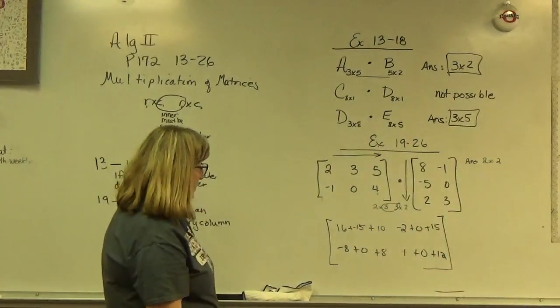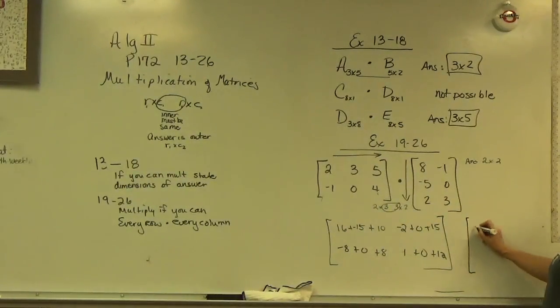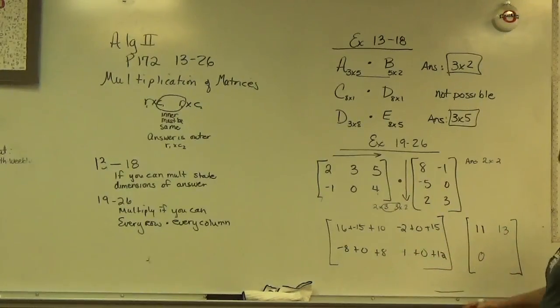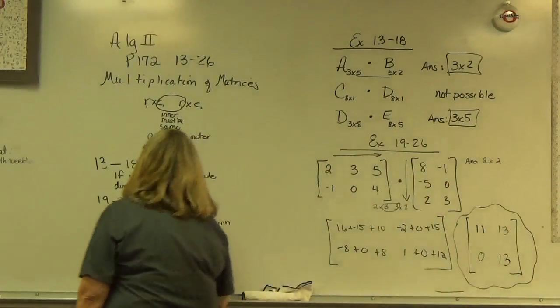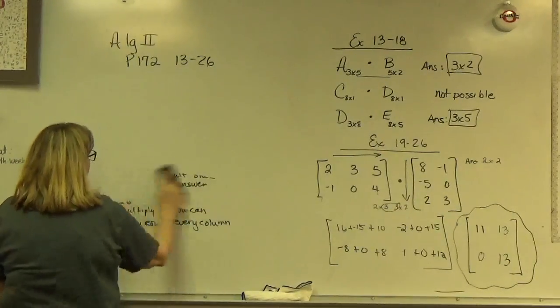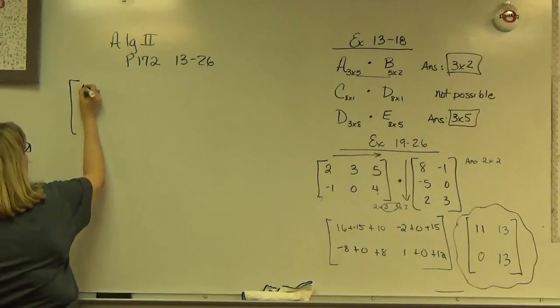Then you add each of those respective groupings together. Row 1 with column 1, add that up, we're going to end up with 11. -2 plus 0 plus 15 is 13. -8 plus 8 is 0. 1 plus 0 plus 12 is 13. And this is your answer. Did it end up being a 2 by 2? Yes. I'll make one large enough where everybody's going to get to do a row or column.